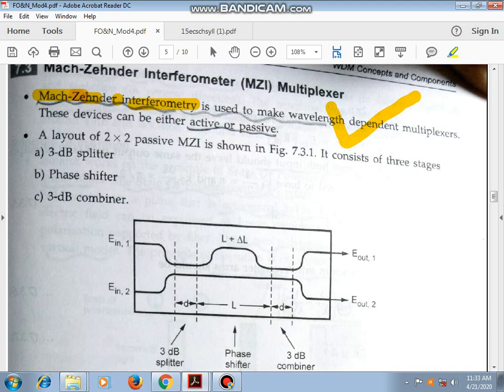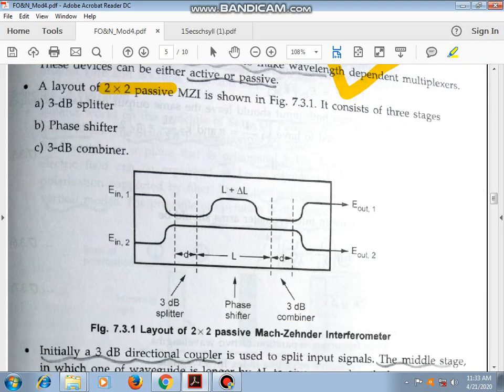The layout of this 2 into 2 passive MZI, 2 into 2 meaning you have 2 inputs and 2 outputs, is shown in the diagram. It consists of mainly 3 stages. What are the 3 stages? The first stage is a 3 dB splitter. Next one is the phase shifter. Third one is the combiner, a 3 dB combiner. We'll see how it works.